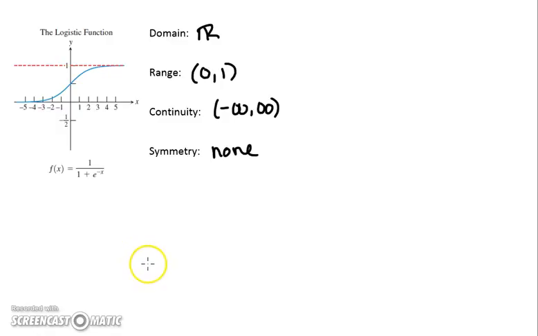So that's it for the basics of these 12 functions, some of the properties that we need to know. So we'll call it quits on this video, and we'll see you in the next one.